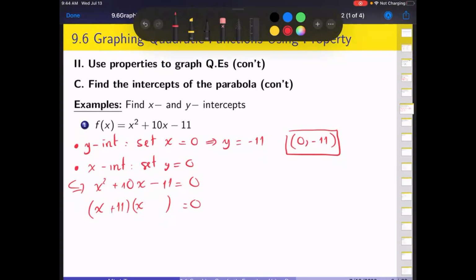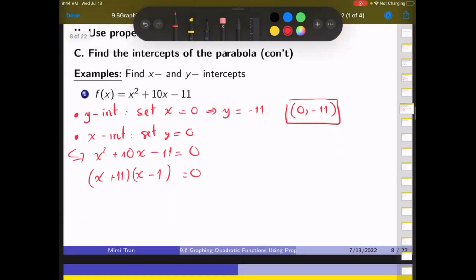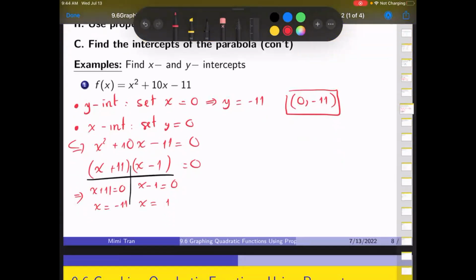Thank you. All right, so this implies x plus 11 equals 0, or x equals negative 11, or x minus 1 equals 0, or x equals 1. So you have two x-intercepts: negative 11 comma 0, and 1 comma 0.